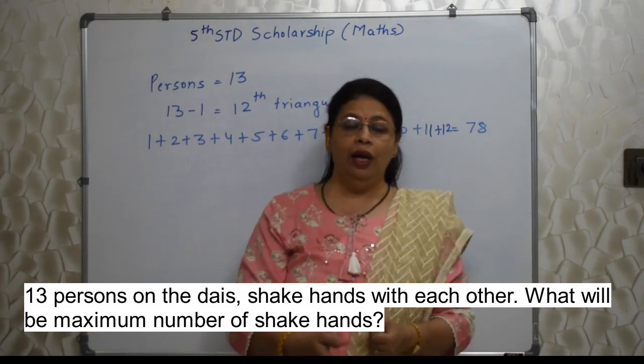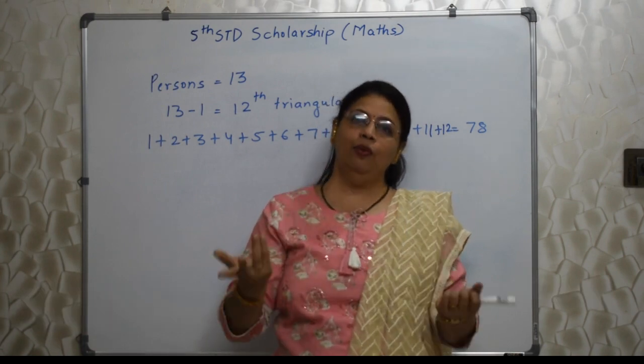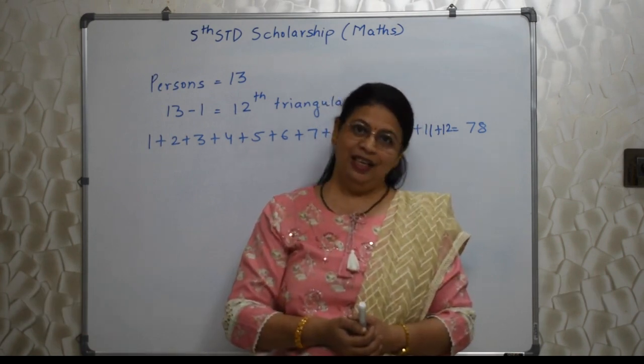How did we find out 12? Total number of persons minus 1. That's it. Hai ki nahi? Easy.